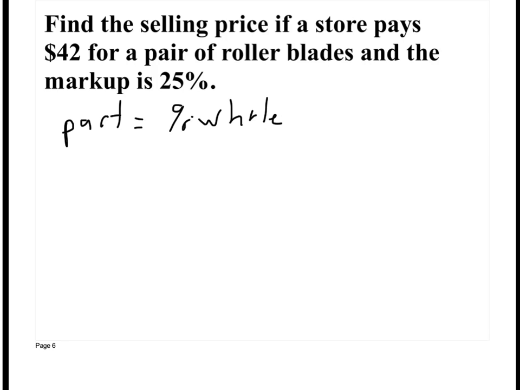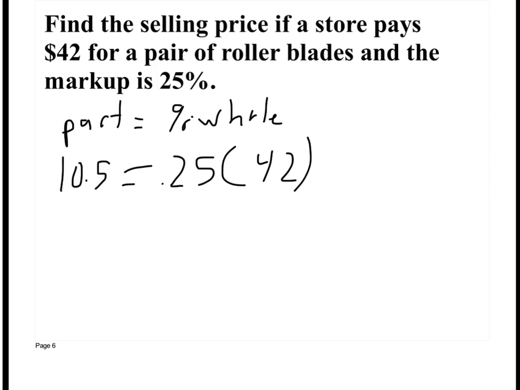You find how much they're raising it. So we take our percent, 0.25, times 42. And you find how much they're raising it by, what the markup is. When you take 0.25 times 42, you find it's 10.5. They're raising it by $10.50. So is that how much you pay? $10.50? No.